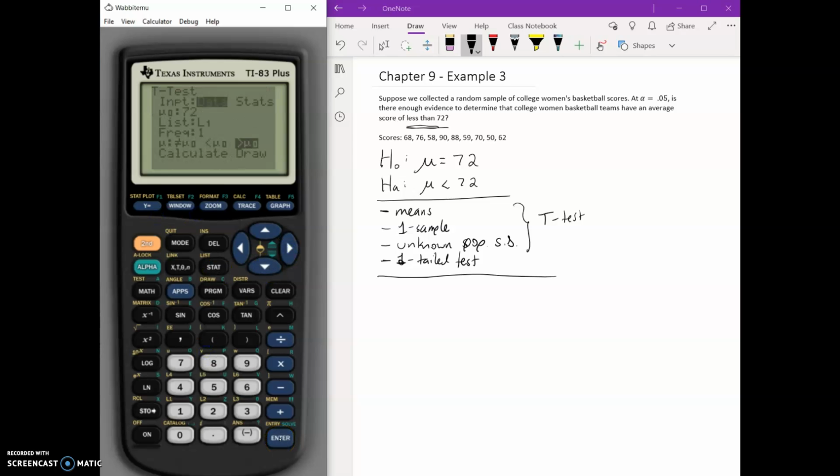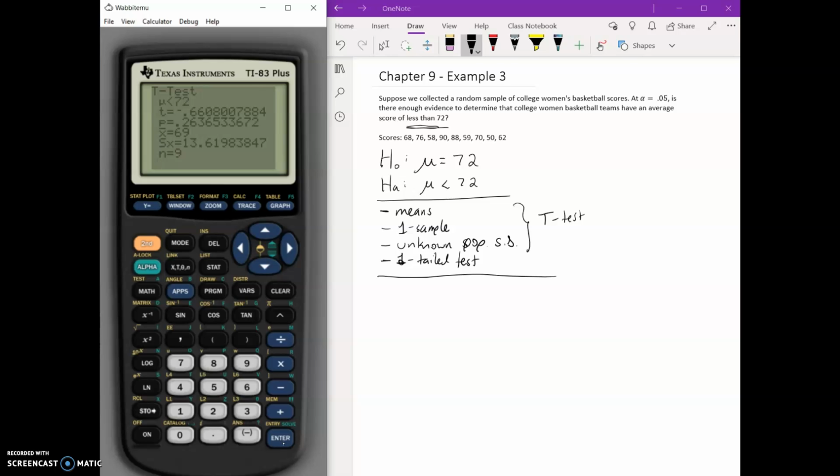Okay, now if we go back and press stat, we go over to tests, we go down to t-test again. Now it makes sense to have our data in L1. Our frequency is that every data value just appears once, so we're just going to have 1 appear. Our mu sub 0 is 72, and our alternative hypothesis is mu is less than 72, so we're going to choose the less than option. Go down here and we calculate it.